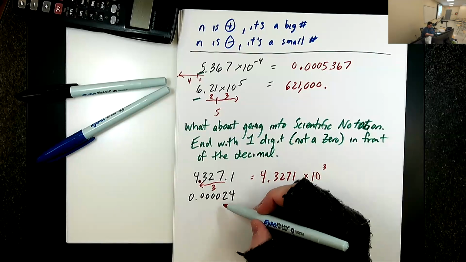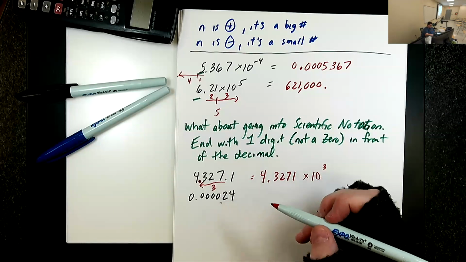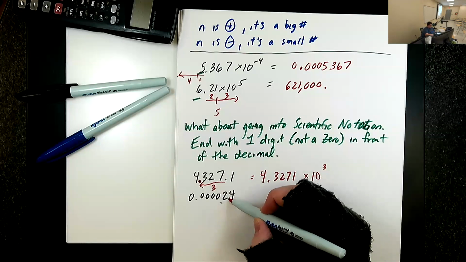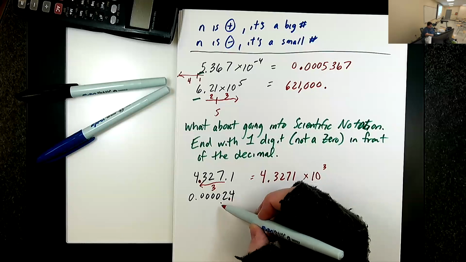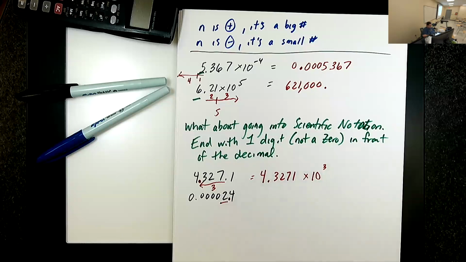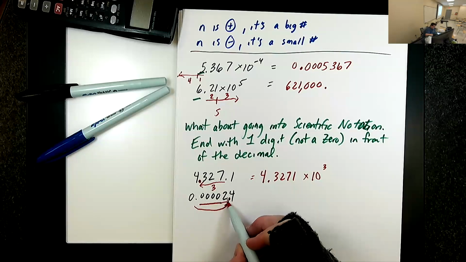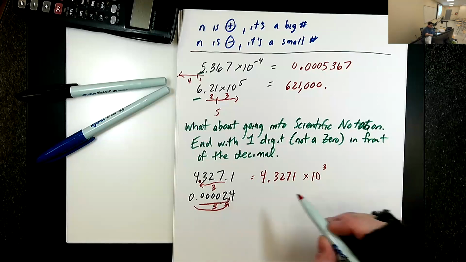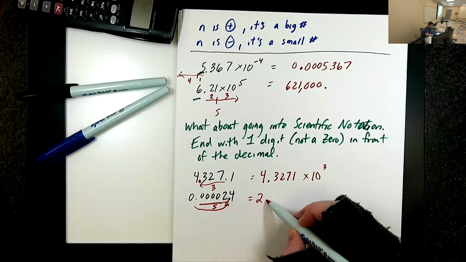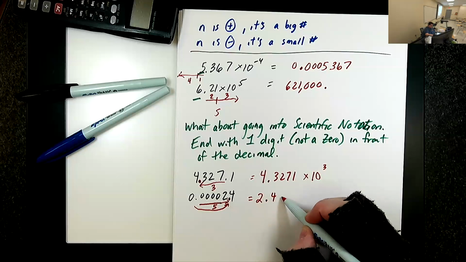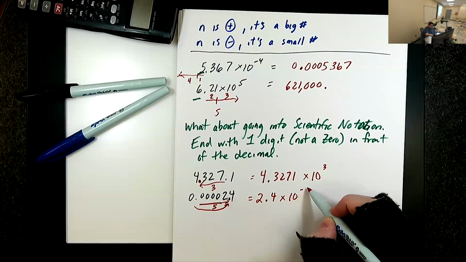And on this one, I want to end up with just a single number in front of the decimal point. I want it to be right there. I want 2 to be my number in front of the decimal. It means I need to move it that far, and I had to move it 5 times. So this is going to be written as 2.4, and since it was a small number, this is going to be a -5.